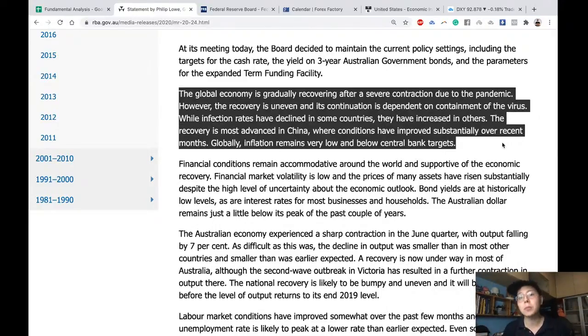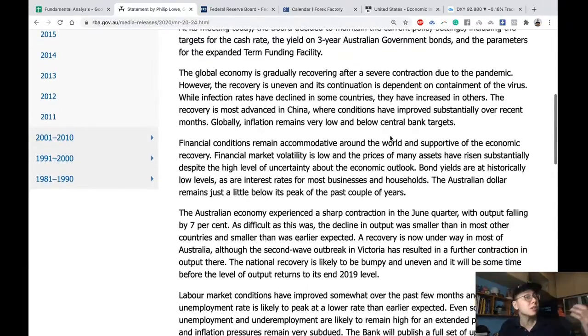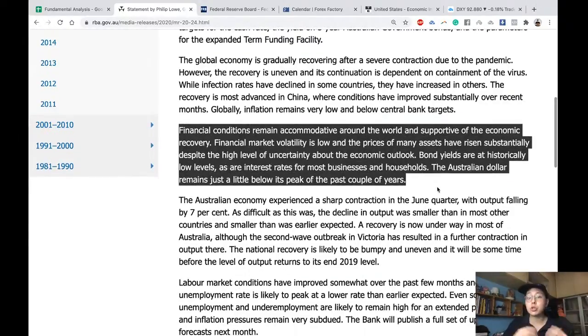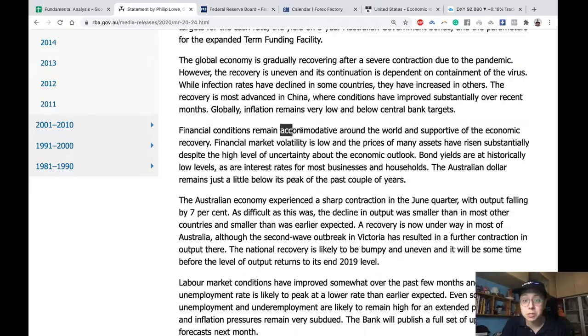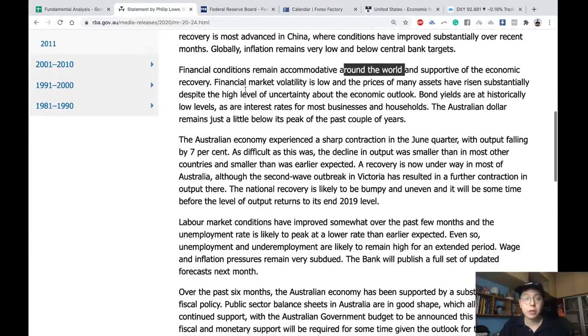So they say the global economy is gradually recovering. Basically they just say that there's some positive sign towards the economy. Over here, they talk about how financial conditions remain accommodative. So what's the keyword? Accommodative again. What it means is that globally, because they say around the world, it's accommodative. What does it tell you? Most of the banks are lowering interest rates, printing money. Once you pick up those keywords, you know what it means. So that's about it.